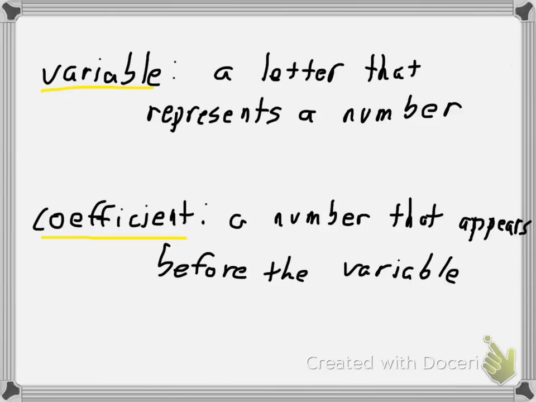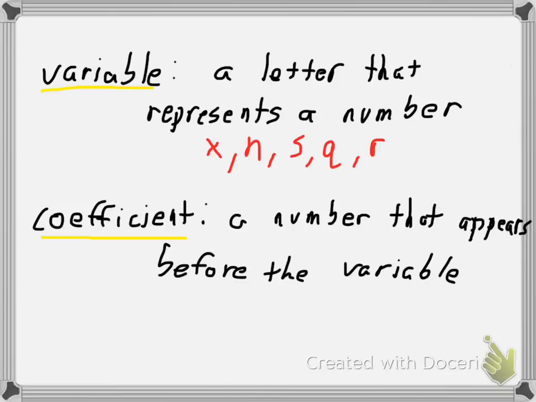Our first definition is a variable. A variable is a letter that represents a number. That letter could be any letter chosen. It could be X, which is a really common one, or N, which is another common one, or it could be S, or Q, or R, but it's just going to be a letter that's representing some number.